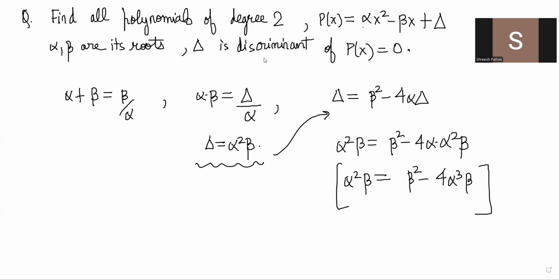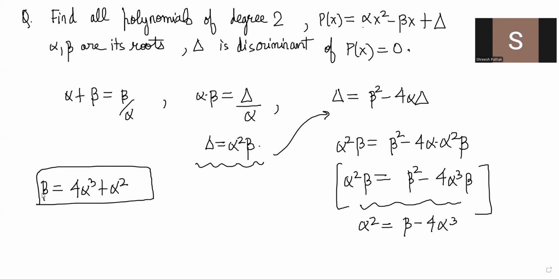Alpha beta cannot be 0, because if alpha is 0, then this is gone. So beta can be cancelled out. First you cancel alpha square. If you cancel beta, you get alpha square is beta minus 4 alpha cube. And so basically you're getting beta is equal to 4 alpha cube plus alpha square.